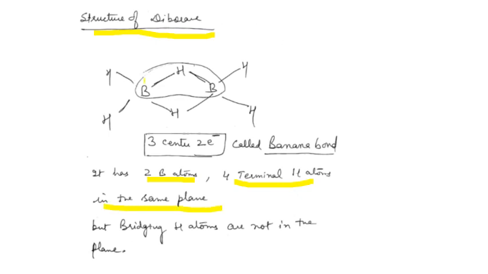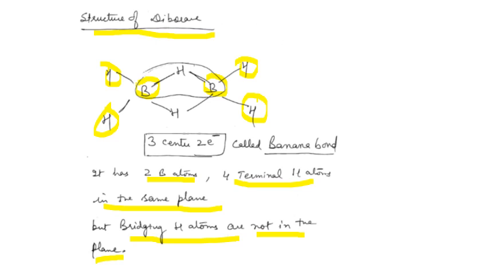You are able to see here the two boron atoms, which have bonds with hydrogen: two hydrogens on the right-hand side, and two hydrogens on the left-hand side. So it is in the same plane. But when we see the center atoms, that is the bridging hydrogen atoms, they are not in the plane.